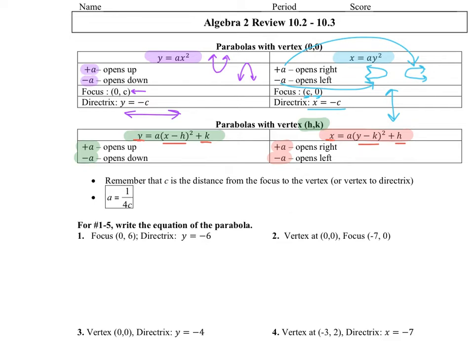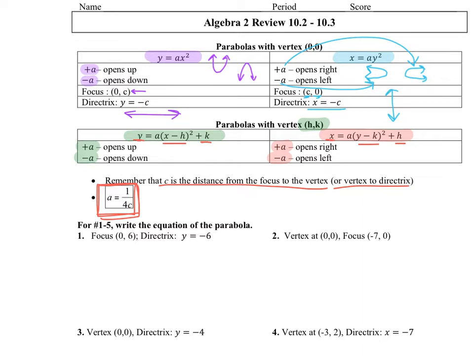Yes, you need to know that information, but I feel like if you can visualize it, if you can see it in a graph, usually that's very helpful. And that will help you kind of set it up. So first thing to note, it says, remember, c is the distance from the focus to the vertex or from the vertex to the directrix. And then this is that key formula that we're going to use nearly every time. Okay. So it says, write the equation of the parabola.